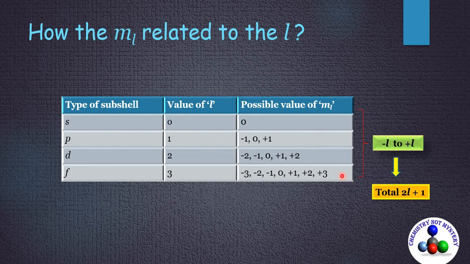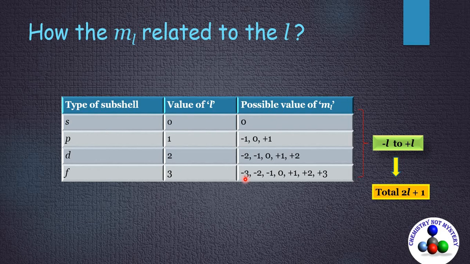Let's check this formula for f. The value of l for f is 3, so it can have 2 into 3 + 1 equal to 7 values of m sub l. And yes, it ranges from -3 to +3, and there are 7 values. So that's how you can find the value of m sub l on the basis of l.